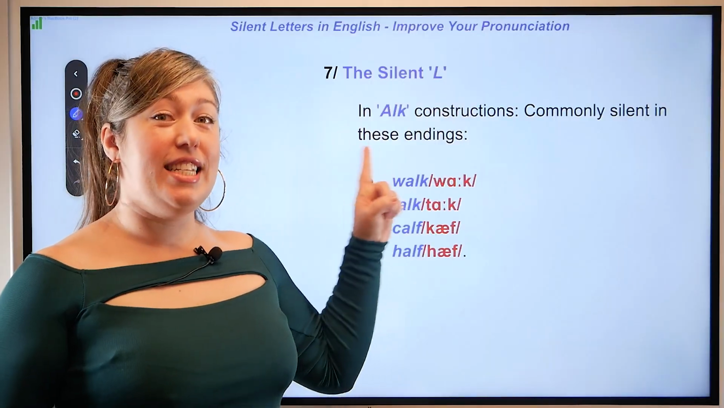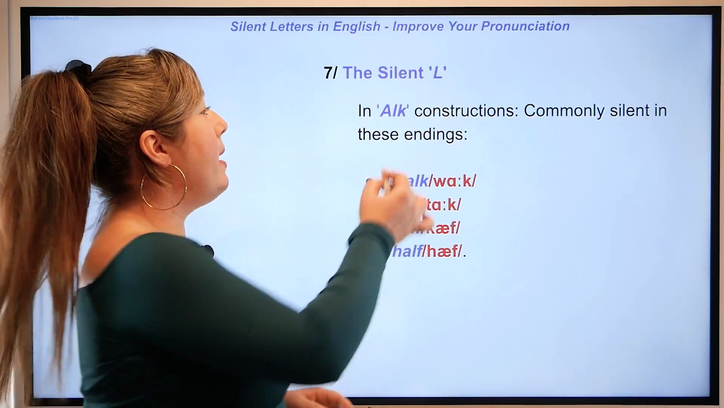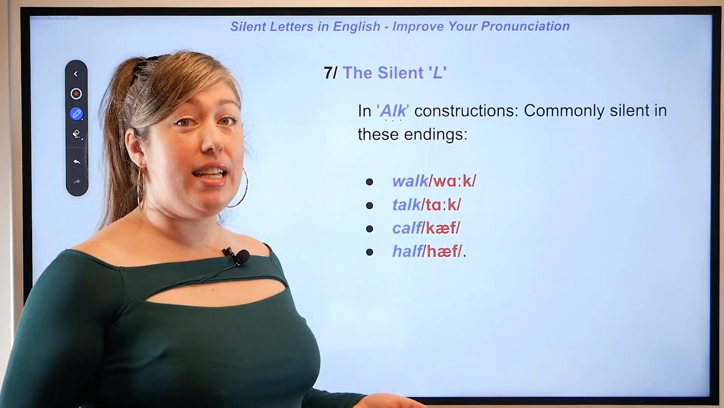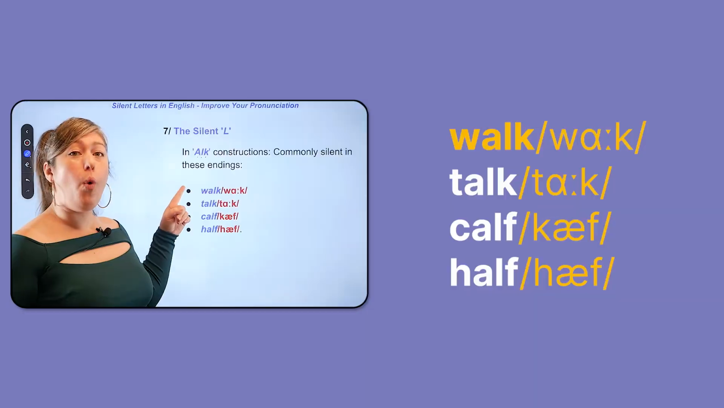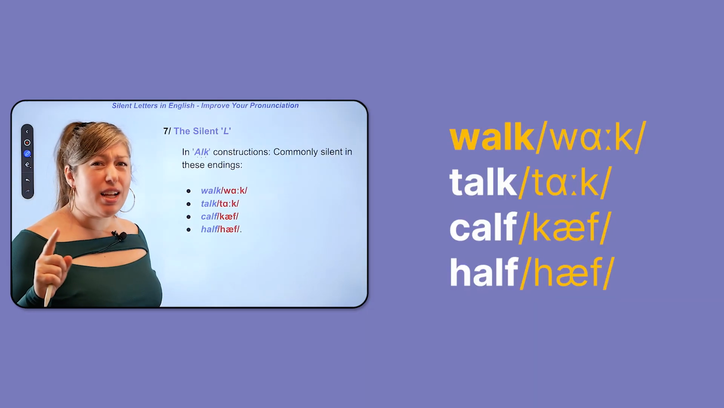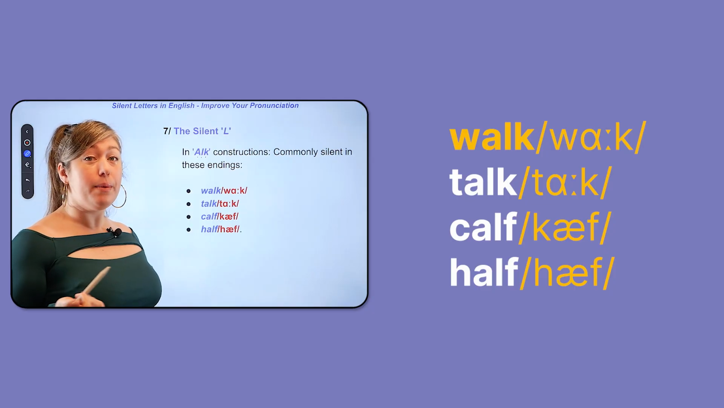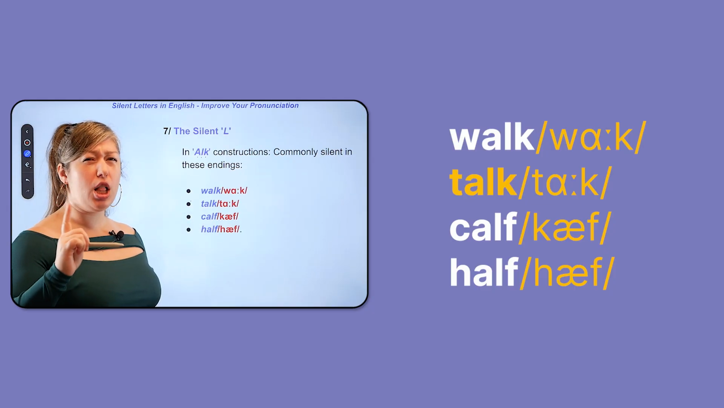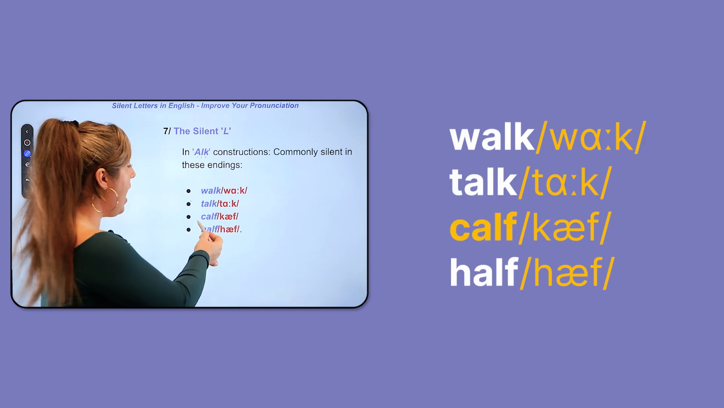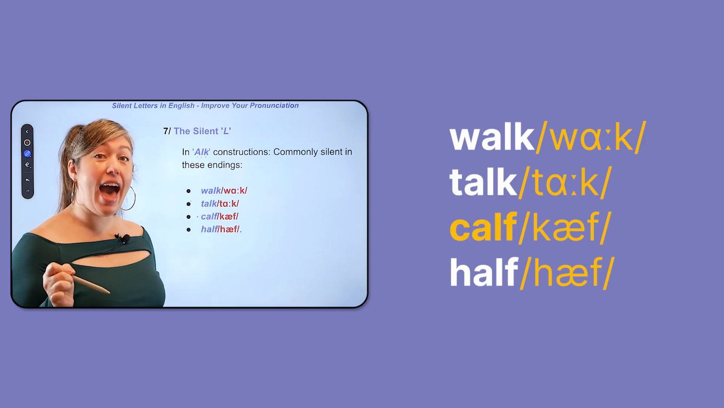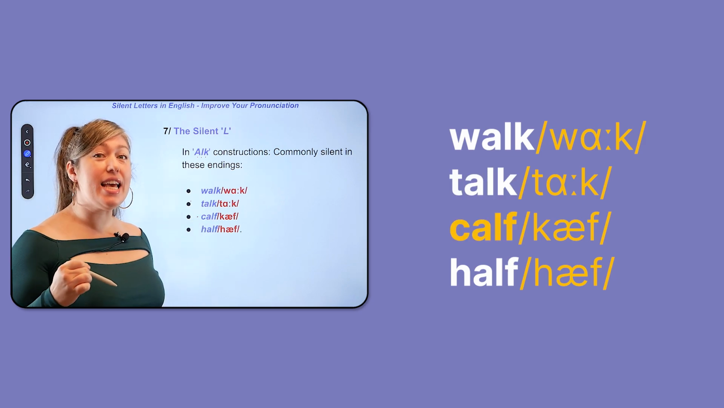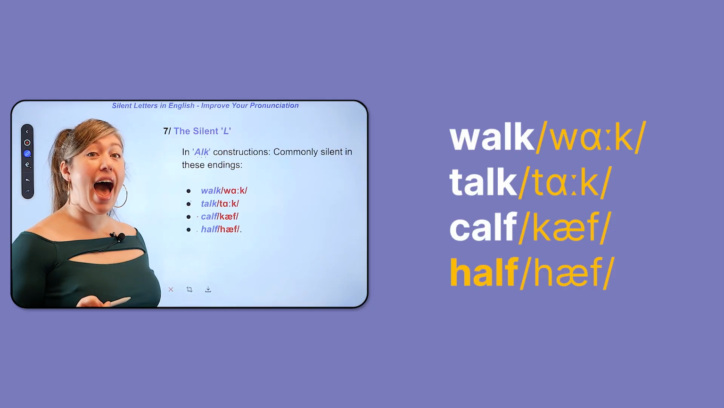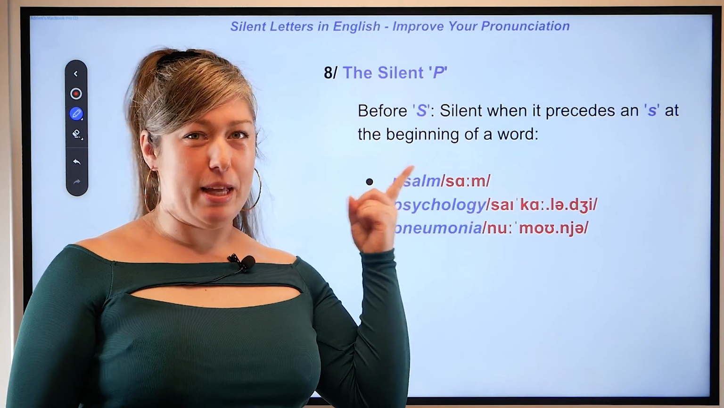Next, we have the silent L. Usually if a word was spelled with A-L-K, you will know that the L is silent. Some examples include walk. It's not walk, no, it's walk. And this one, talk, not talk, talk. And this one, calf. Once again, calf. And here, half. Next we have the silent P.